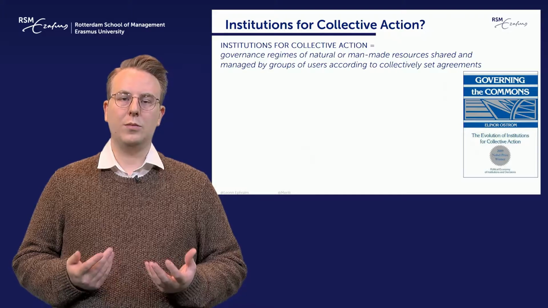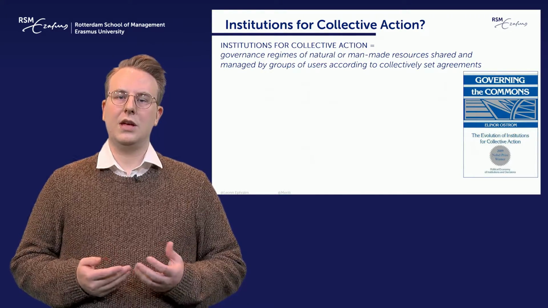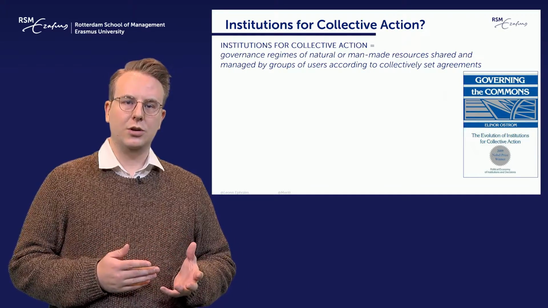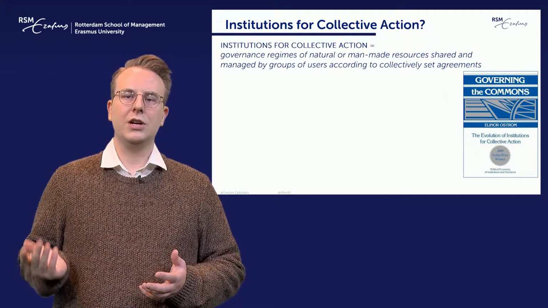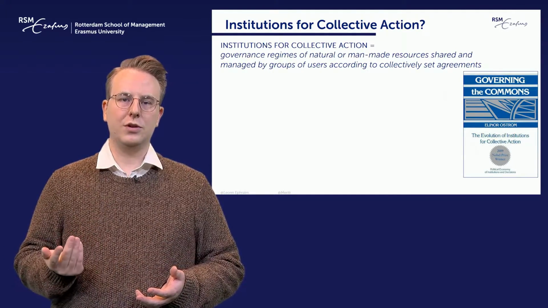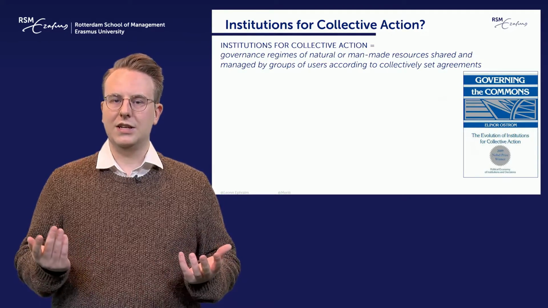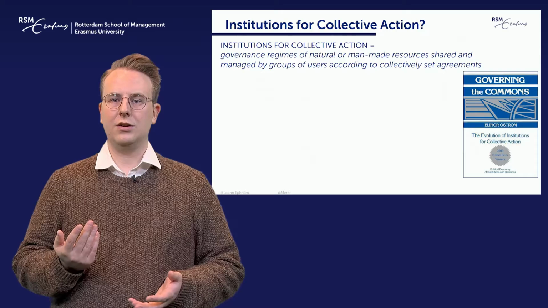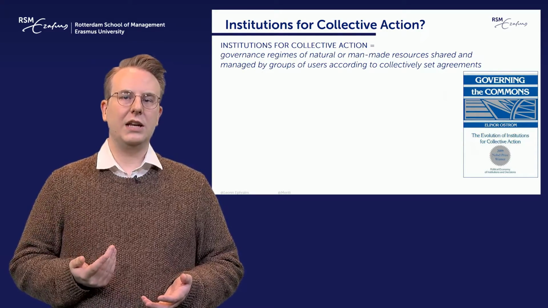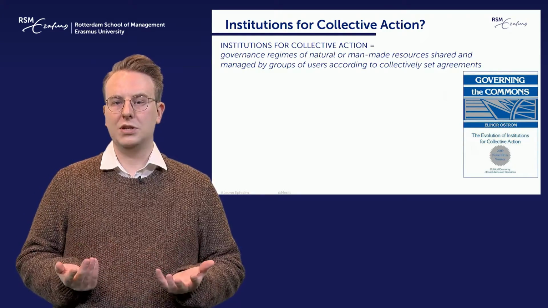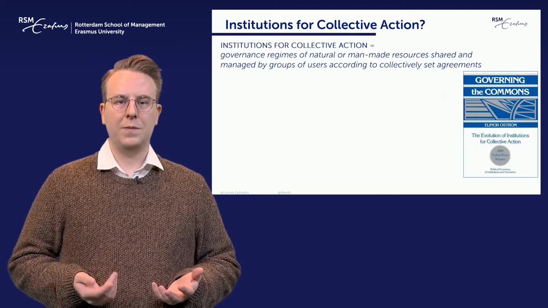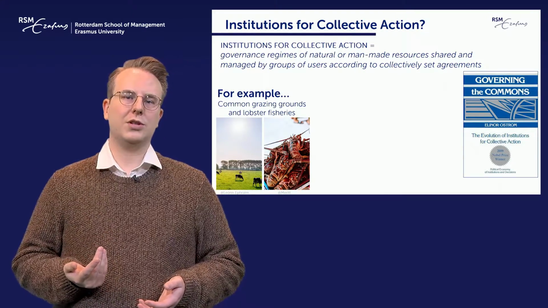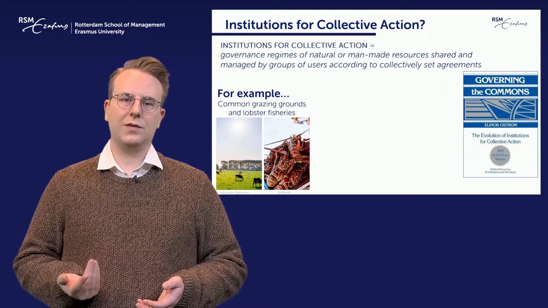Drawing from the work of Nobel Prize winner Elinor Ostrom, institutions for collective action are governance regimes of natural or man-made resources shared and managed by groups of users according to collectively set agreements. Examples of ICAs are commons, guilds, water boards, and since the beginning of the 20th century also cooperatives and mutual insurances.